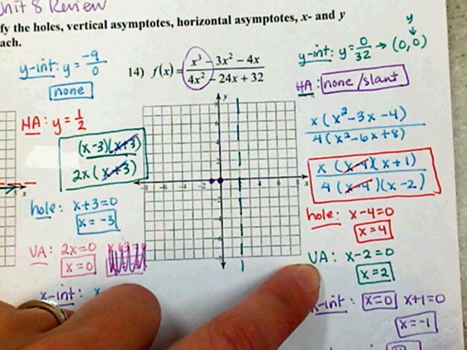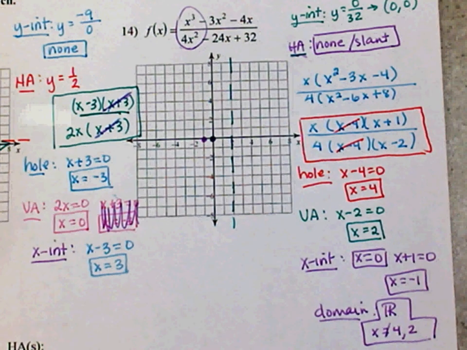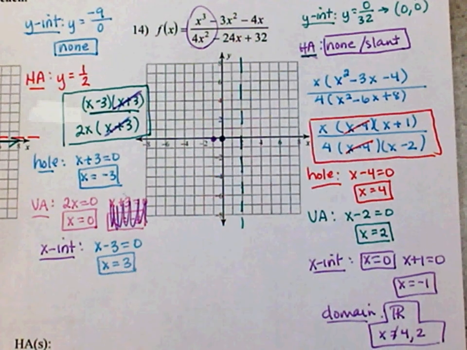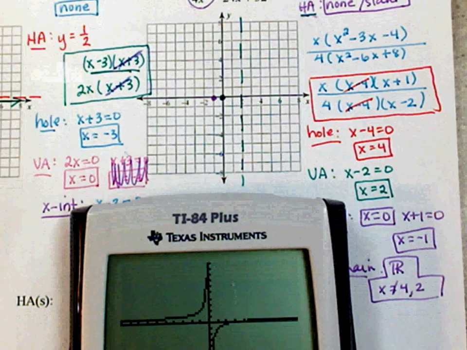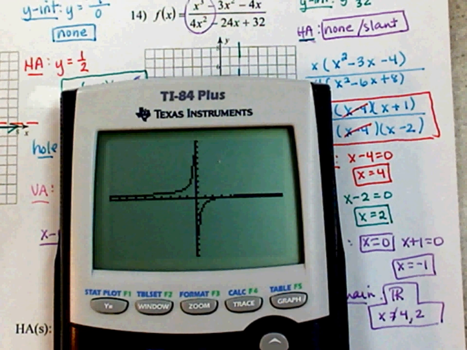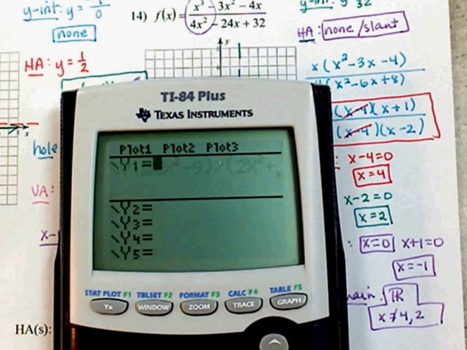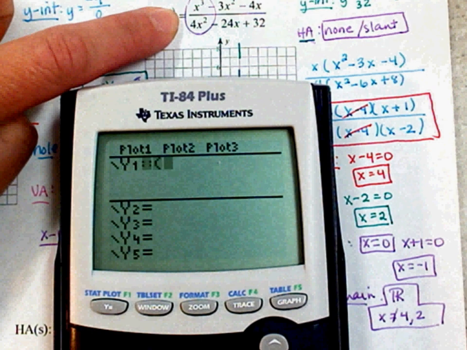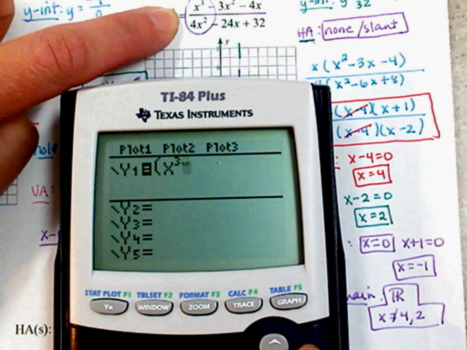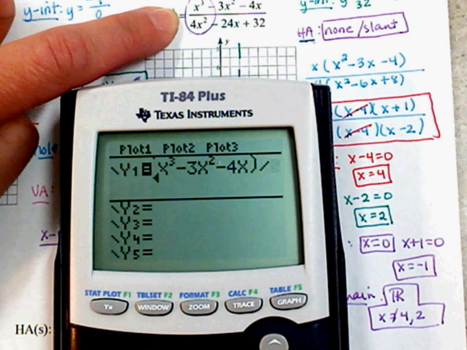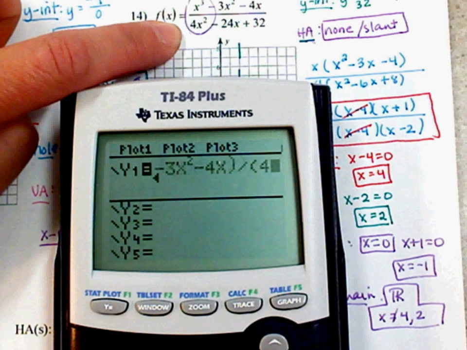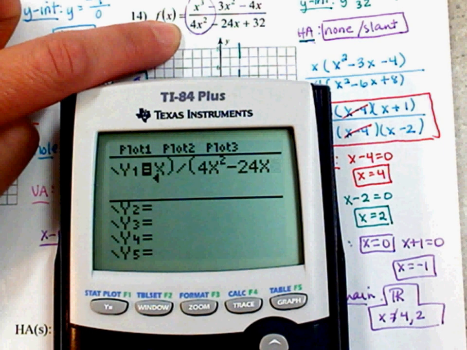All right, but let's go ahead and graph this one first. You ready? Calculator. Type in your original. Y equals, parentheses, x raised to the third, minus 3x squared, minus 4x, close parentheses, divided by, parentheses, 4x squared minus 24x plus 32. Graph.